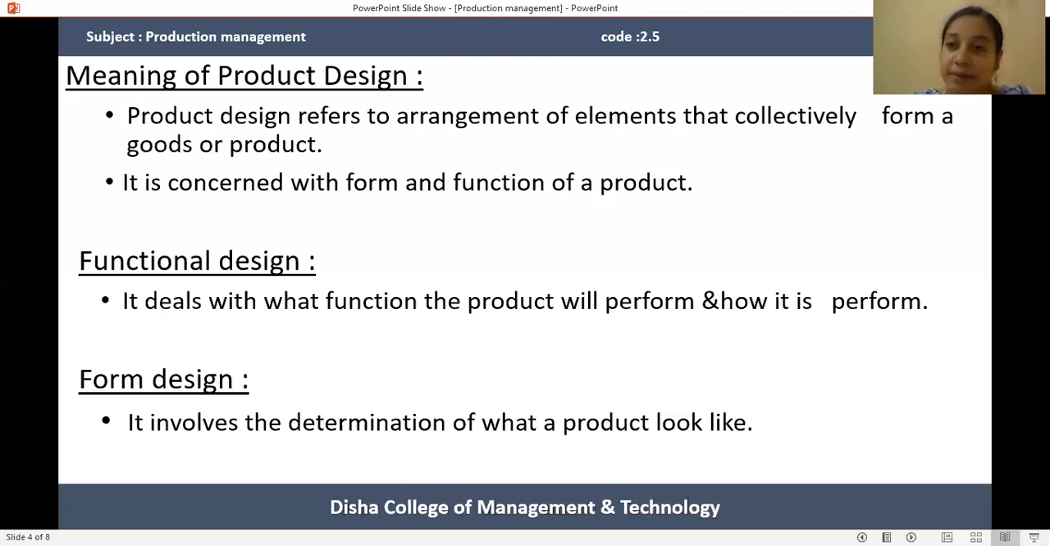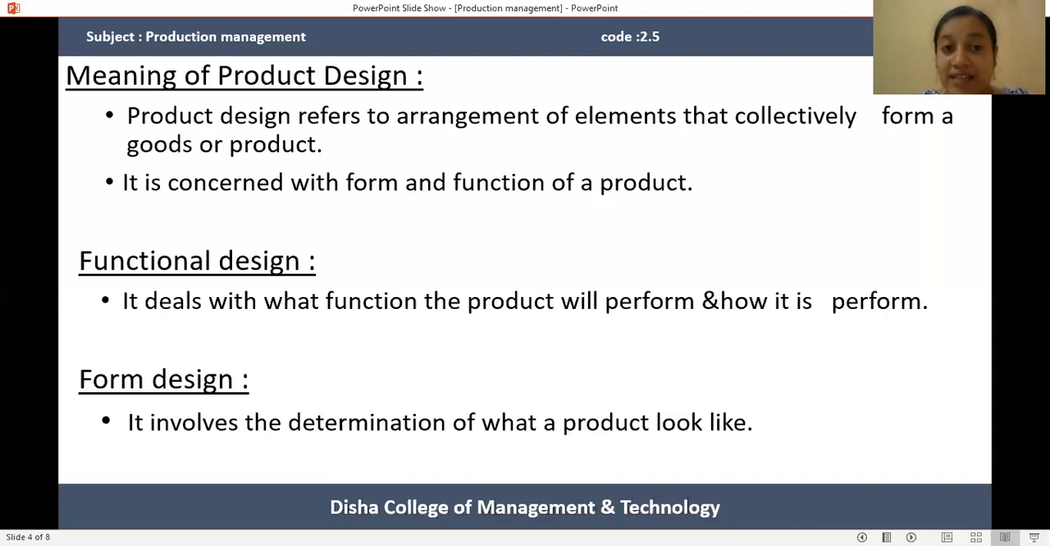So what is the meaning of product design? Product design refers to the arrangement of different elements that collectively form a good or product. While designing the product, the designer has to identify and specify different parts of the product, and make various plans and drawings related to assembling and arranging them, so that finally the finished good, the final product, can be produced. While designing the product, the designer does not consider only one aspect. He has to consider the form part of the product and the functioning part of the product.